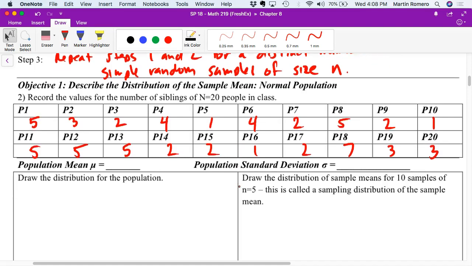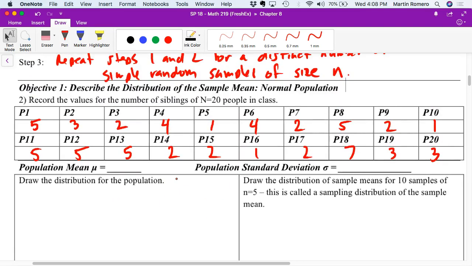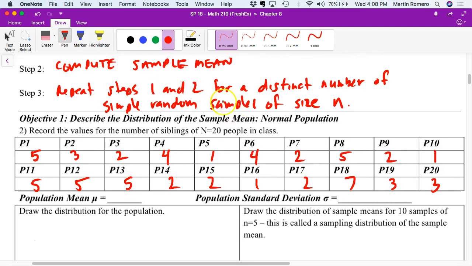What would the distribution for the population look like? We're assuming this is population data. It's important. I know it's only 20 people, but we're assuming this is the class population data.